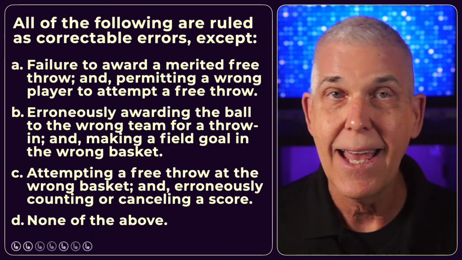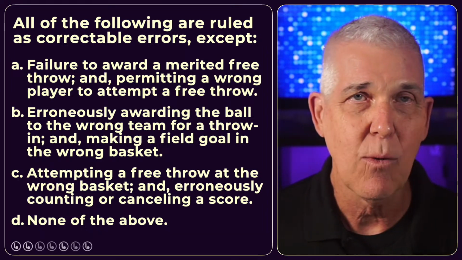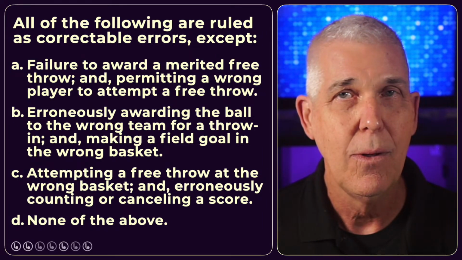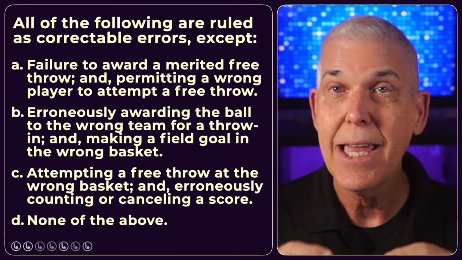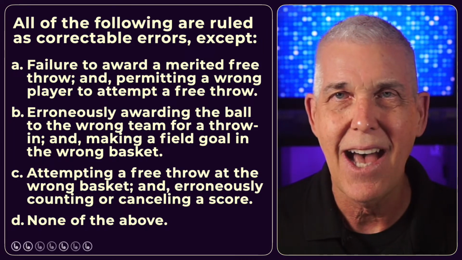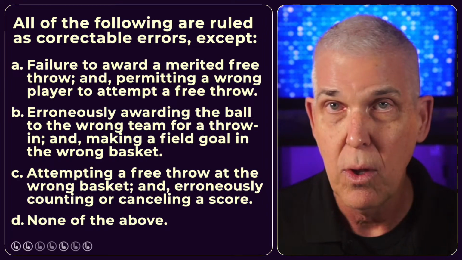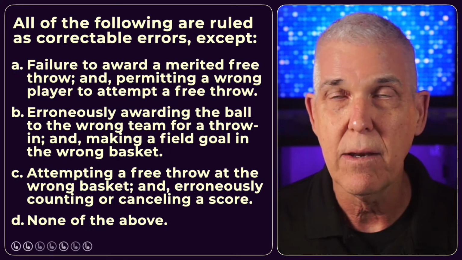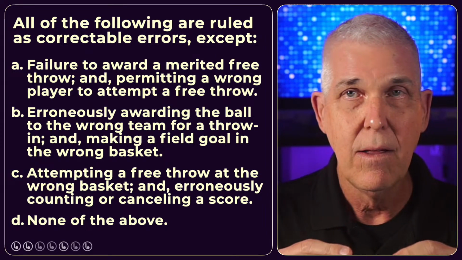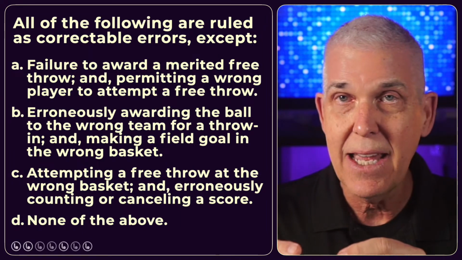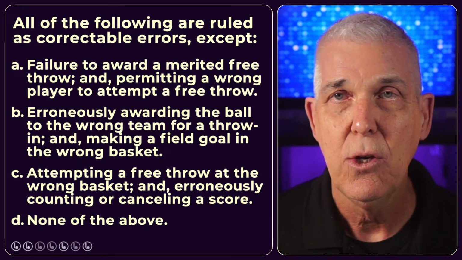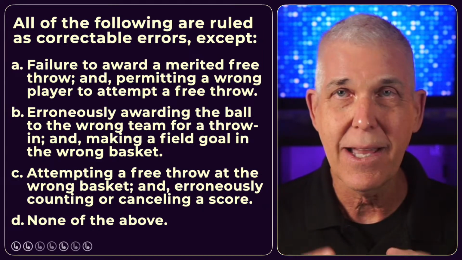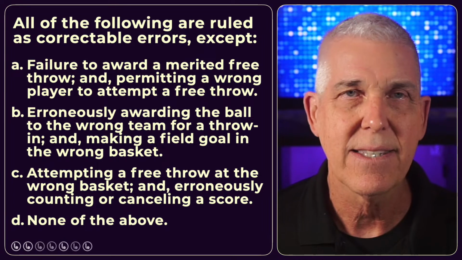Of course, we know that, as B suggests, erroneously awarding the ball to the wrong team for a throw-in is now correctable. Yeah, it is correctable. It may be rectified, but it is not a correctable error by rule. If we erroneously award the ball to the wrong team for a throw-in, we have until the ball becomes dead or there is a change of possession to rectify that situation. That's different than a correctable error, which has a different time frame, etc.